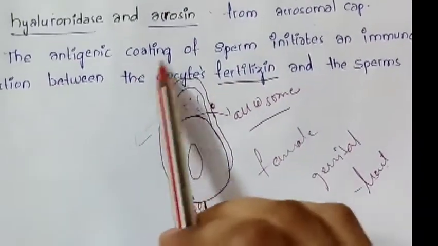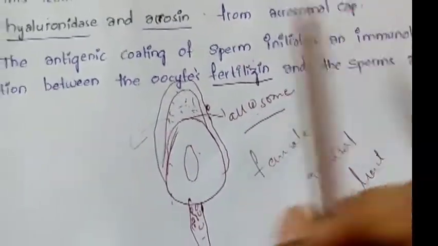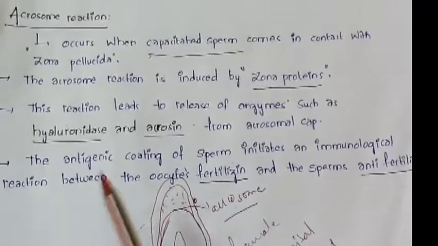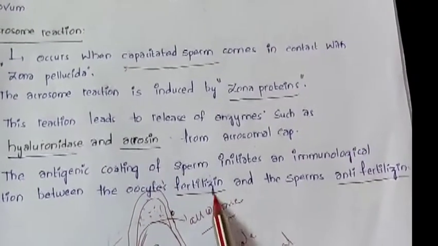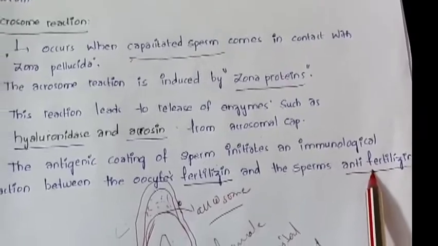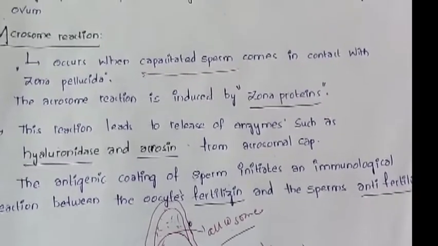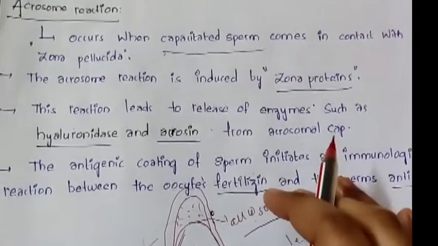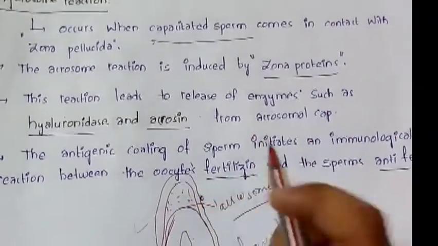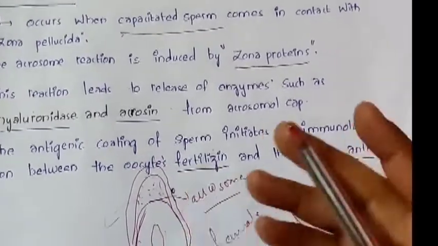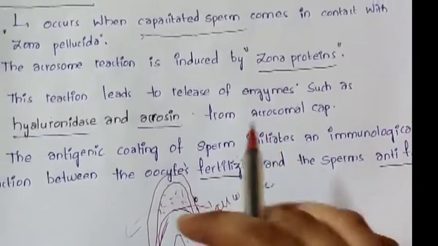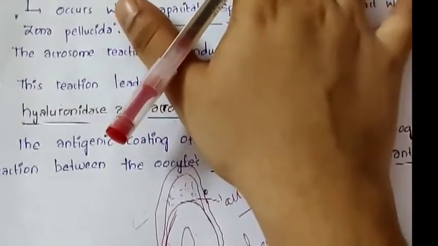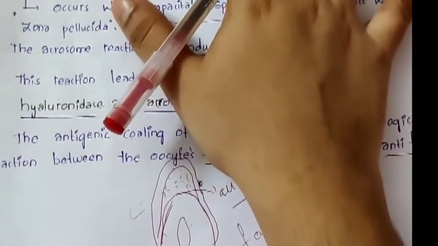The antigenic coating of the sperm initiates an immunological reaction between the oocyte's fertilizing and the sperm's anti-fertilizing. This is about the approximation of gametes in fertilization.